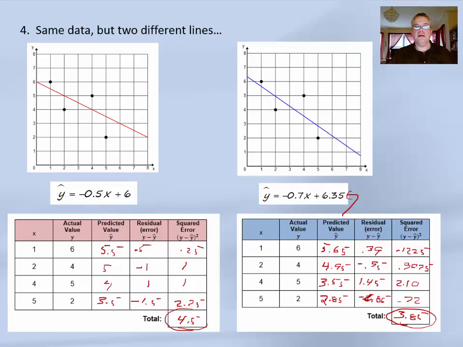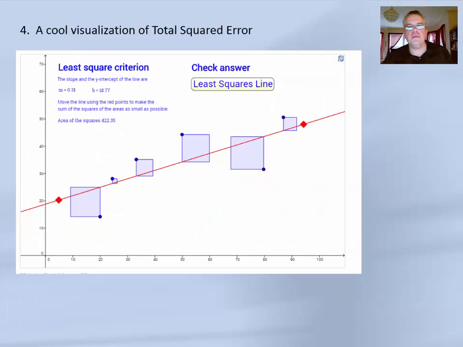So if we had to judge which line is better, I certainly like the first one because not as many decimals, but the second line does a better job of reducing the total squared error. All right, I want to look at a couple of visualizations and we'll be done here. Here's a cool way to picture this, and this is a very famous diagram.